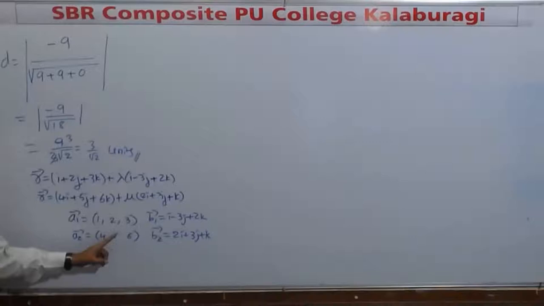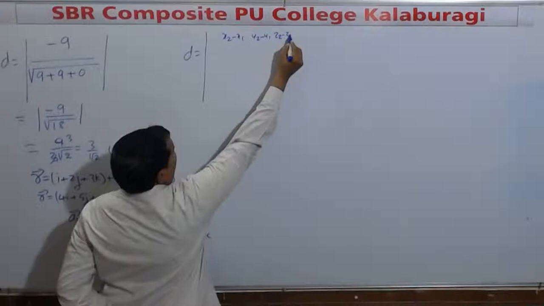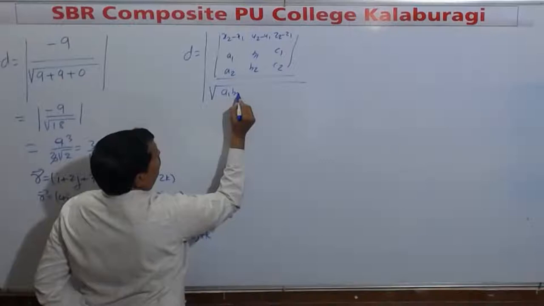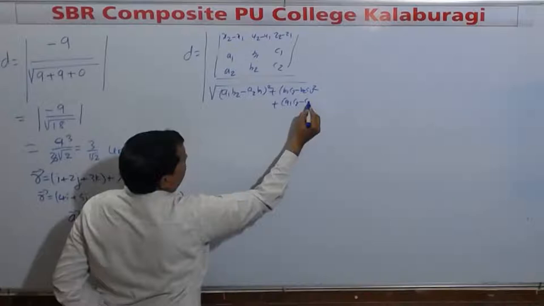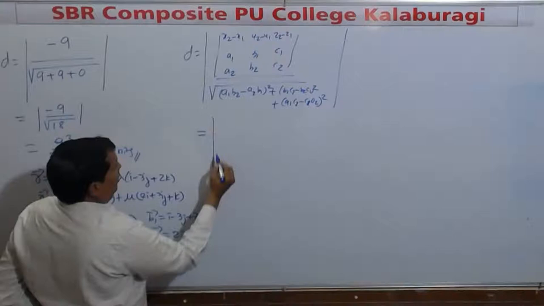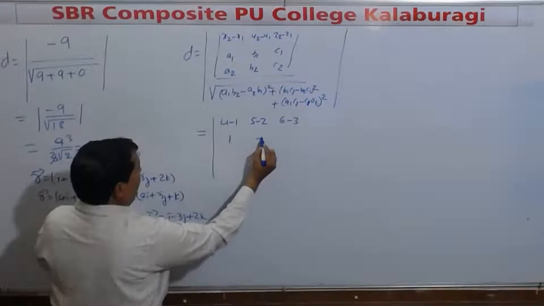Okay, now next write the formula: D equals mod of the determinant x2 minus x1, y2 minus y1, z2 minus z1, a1, b1, c1, a2, b2, c2, divided by root of a1 b2 minus a2 b1 square plus b1 c2 minus b2 c1 square plus a1 c2 minus c1 a2 square. Now we have to substitute here. This is equal to the determinant: x2 minus x1 under 4 minus 1, 5 minus 2, 6 minus 3, 1 comma minus 3 comma 2, 2 comma 3 comma 1.